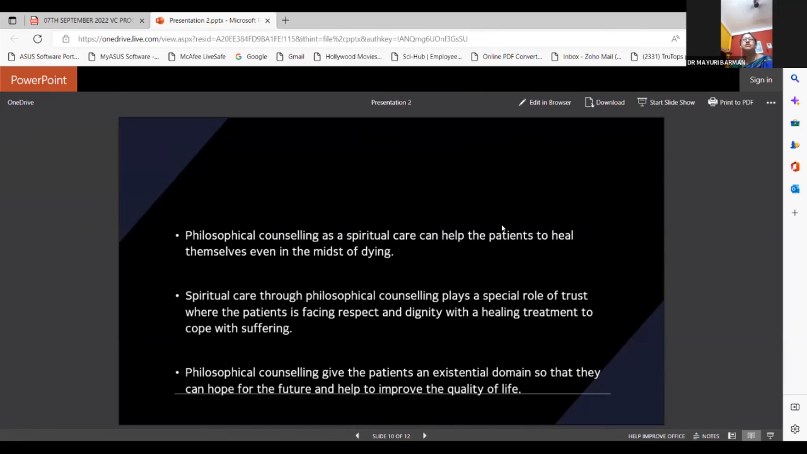So philosophical counseling as spiritual care can help patients to heal themselves even in the midst of dying. It is spiritual care through philosophical counseling which plays a special role of trust, where the patient is faced with respect and dignity and a healing way to cope with suffering. So philosophical counseling gives the patient an existential domain so that they can hope for the future, and helps to improve the quality of life.